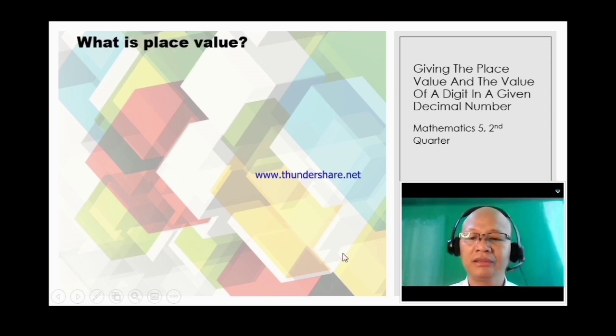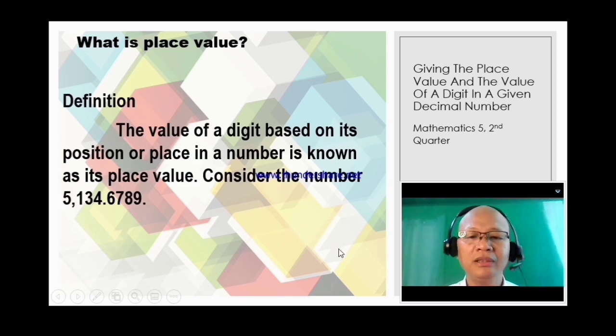What is place value? From the definition, the value of a digit based on its position or place in a number is known as its place value. Okay, consider the number 5,134 and 6,789 ten thousandths.